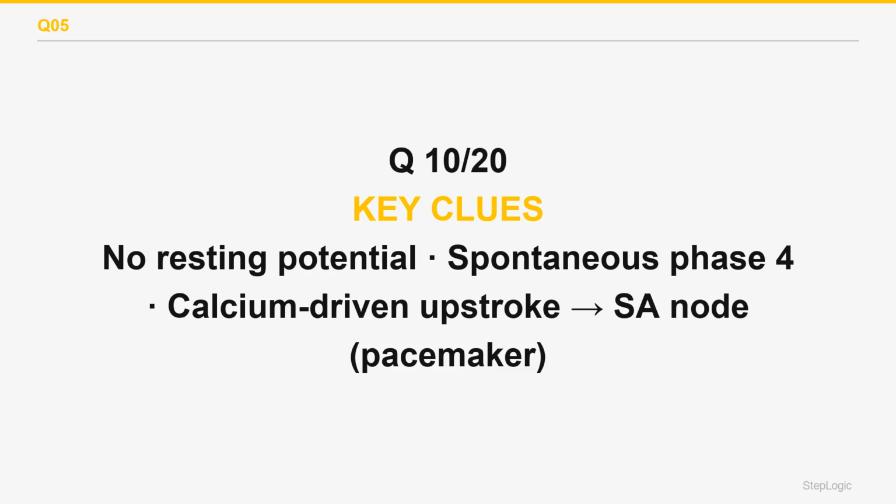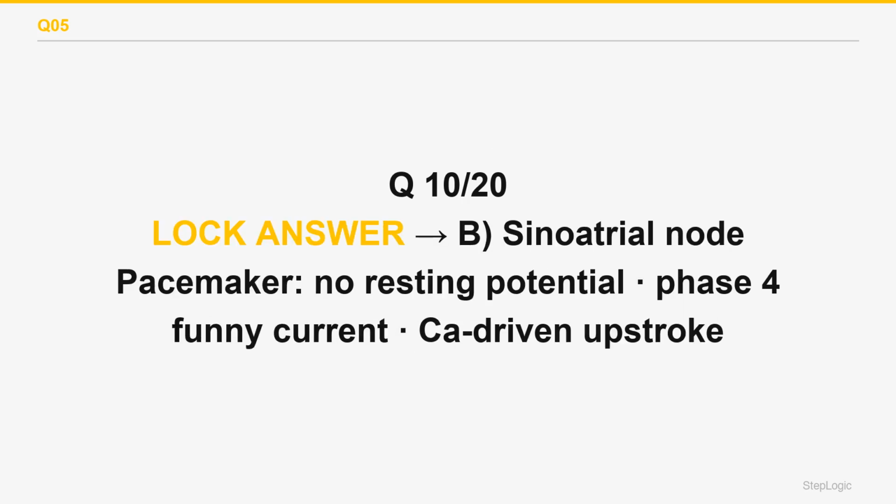Second, a spontaneous phase 4 depolarization driven by the funny current, a slow sodium influx, which gives them automaticity. Third, the upstroke of the action potential, phase 0, is driven by calcium influx through L-type channels, not sodium, which makes it slower than in working myocardium. This automaticity makes the SA node the natural pacemaker of the heart.